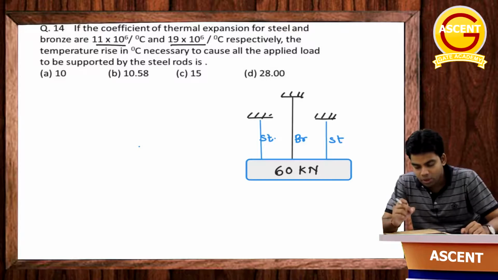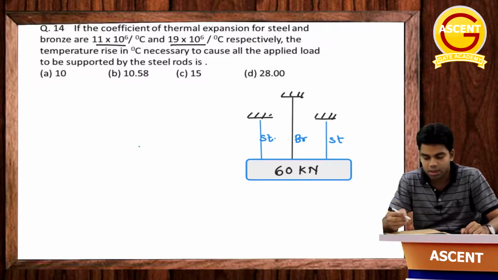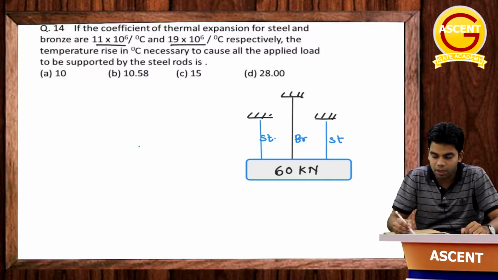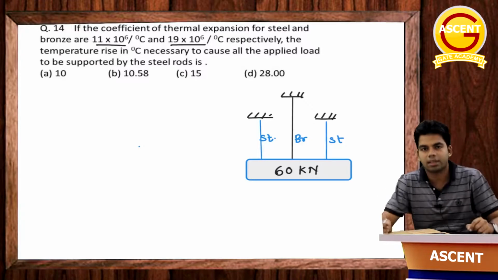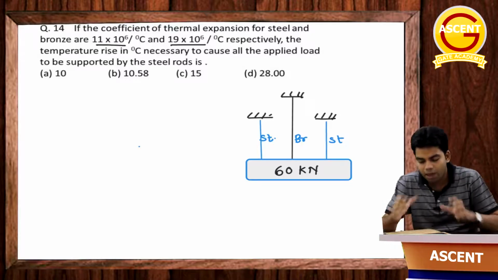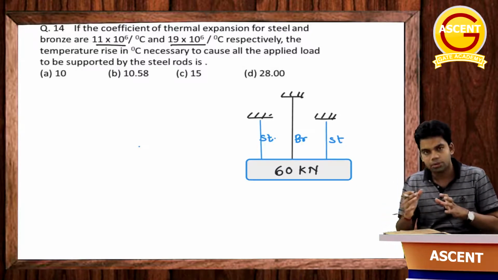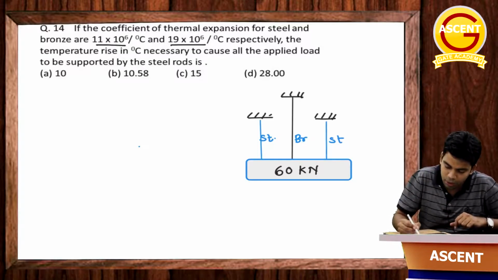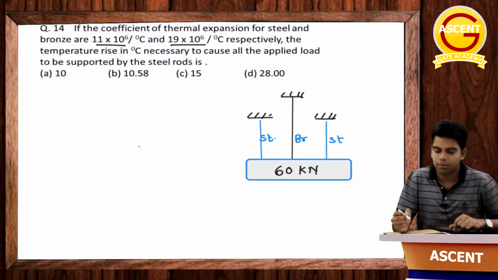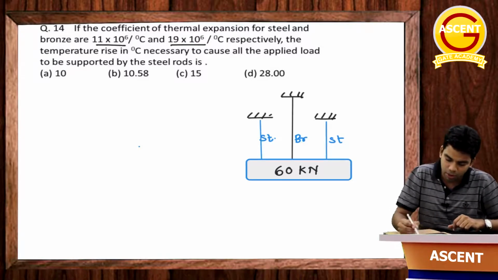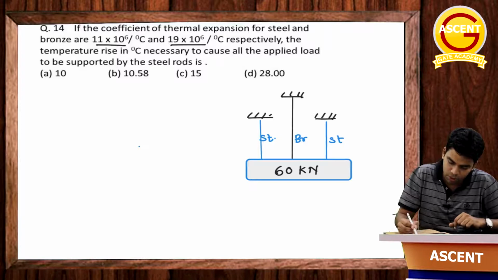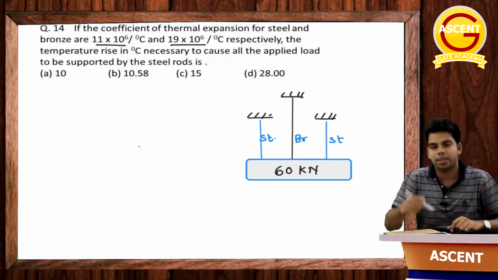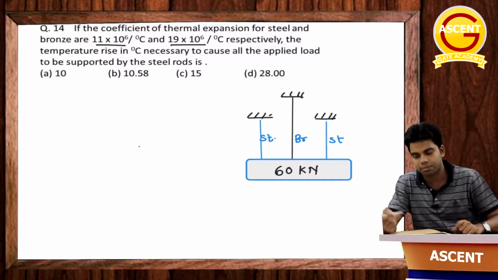Now but still, if the temperature is increasing, since bronze will tend to expand more as compared to steel, and both ends are connected to steel, then what will happen after a certain limit? After a certain limit, this bronze wire will tend to buckle, like this. After a particular limit, this bronze wire will start to buckle. Why? Because it tends to expand more. Its alpha is more as compared to that of steel.